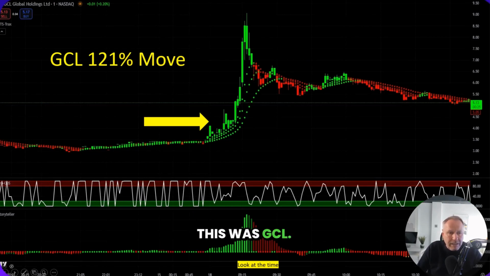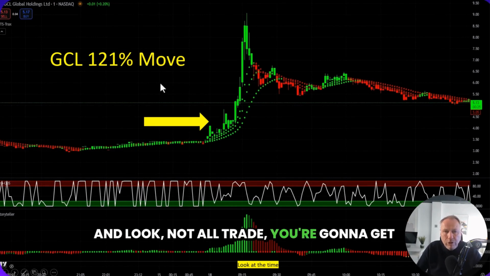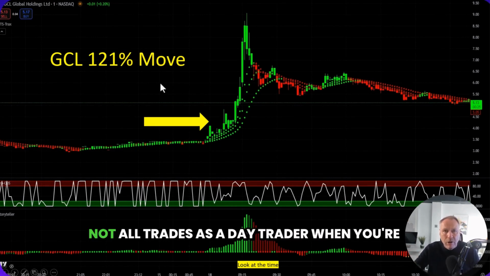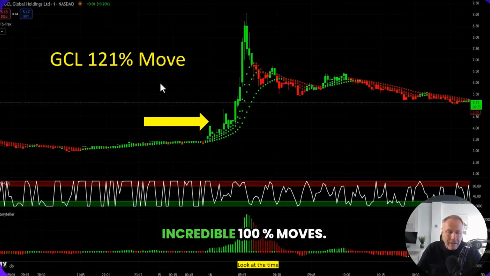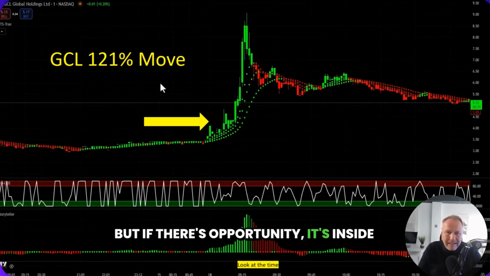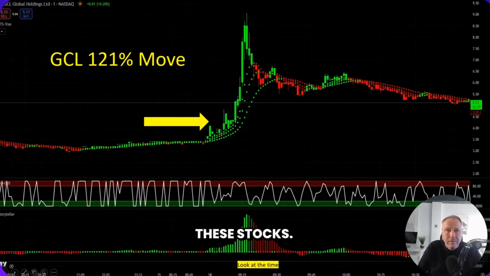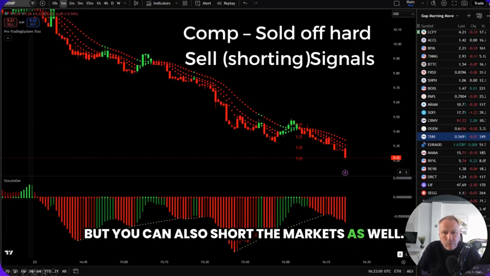This was GCL, a 121% move. And look, you're going to get stopped out of trades. Not all trades as a day trader, when you're trading US shares, are going to have these incredible 100% moves. But if there's opportunity, it's inside these stocks. But you can also short the markets as well.